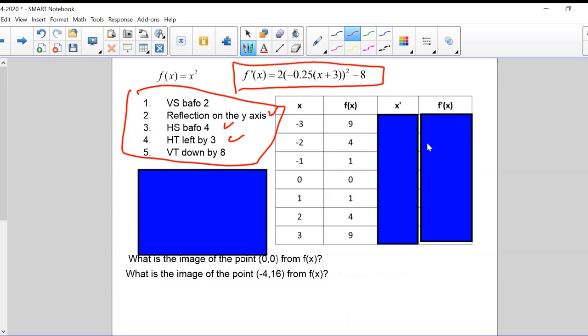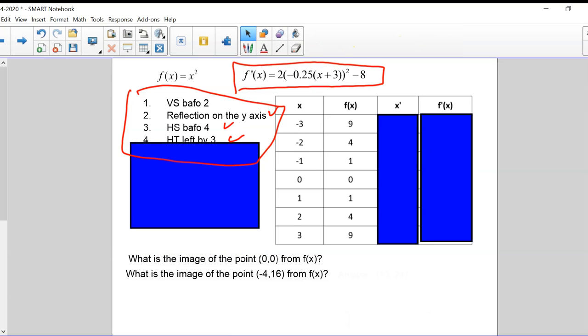Tomorrow we're going to be answering another question, which is, what is the image of the point 0, 0? What is the image of the point -4, 16? All image means is what happened to that point? Where did that point go? Right? These are all original points in the table, and they all have images which are behind these blue boxes. And I'm going to be asking that question tomorrow when we come in. What is the image of -4, 16? But I'm going to leave it there for today.